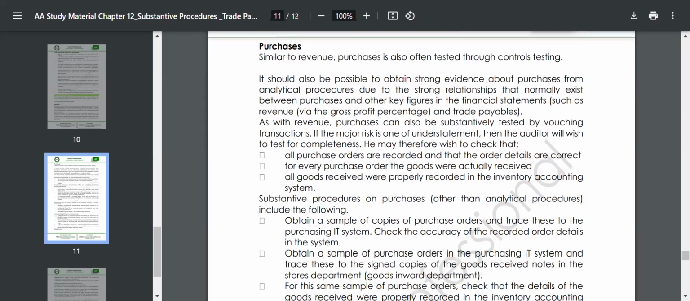And from these purchase orders, let's check the accuracy of the recording. If you see any goods in the inventory that have been recorded, where is the accompanying purchase order?